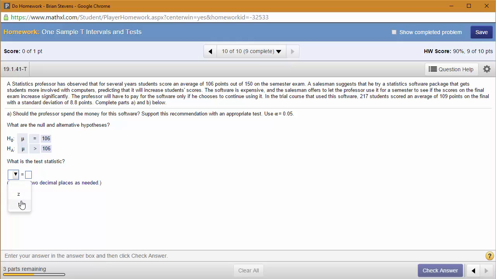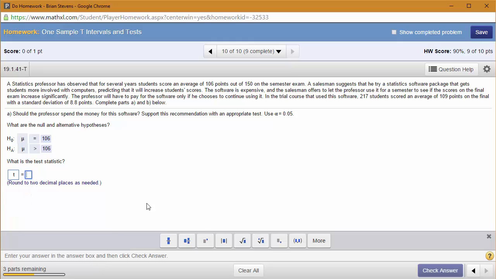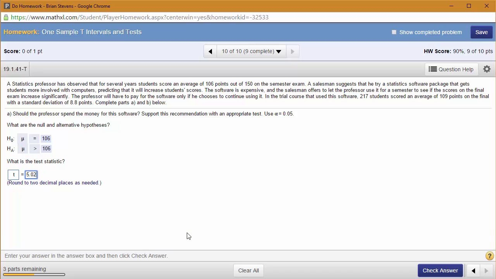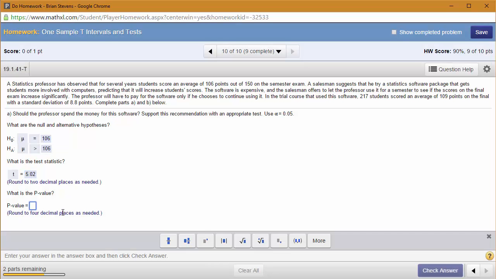So what is the test statistic? It is a T, and we need 2 decimal places. I think it was basically 5 point. Let's give it a shot here. 5.02, and we got it. What is the p-value? The p-value is basically 0. Let's see if it likes 0.